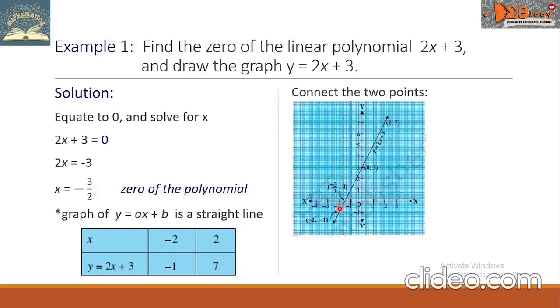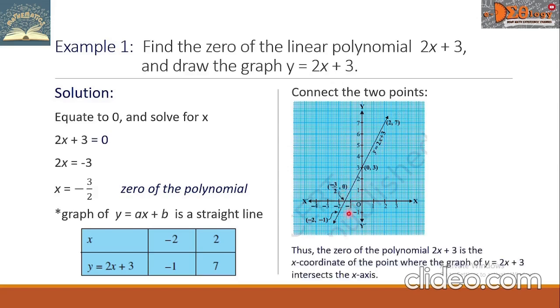So, this is now the graph of this function, y equals 2x plus 3. We can see that it is a line. Observing the graph, we can see that the graph intersects the x-axis at the point negative 3 over 2, 0. Thus, the zero of the polynomial 2x plus 3 is the x-coordinate of the point where the graph of y equals 2x plus 3 intersects the x-axis.